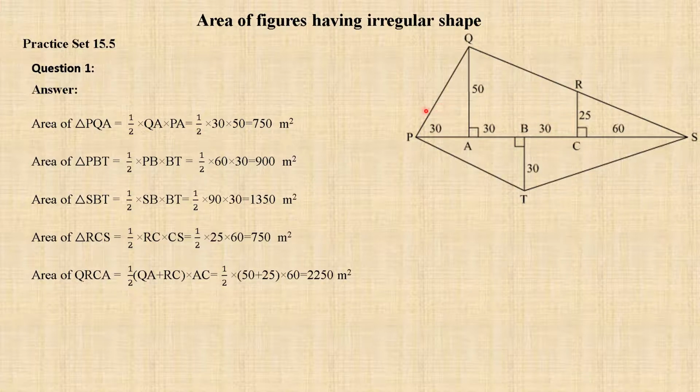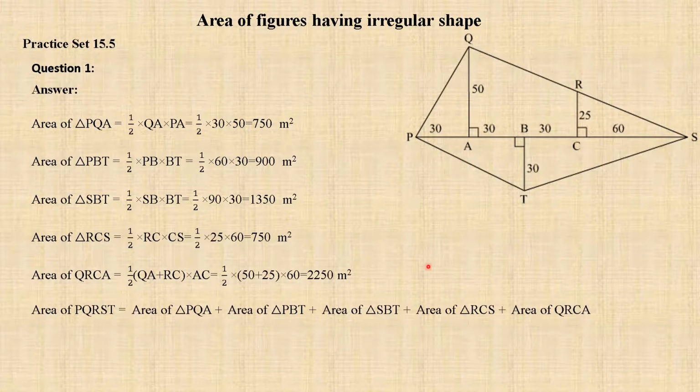Now we have found out area of each of the sub portions here. Now to find the area of this entire irregular figure PQST, we just add up area of each of the subfigures that we found out. So it will be area of PQA plus area of PBT plus area of SBT plus area of RCS plus area of QRCA. Adding up all this, 750 plus 900 plus 1350 plus 750 plus 2250 will give you 6000 meters square. That means area of this entire irregular shape is 6000 meters square.